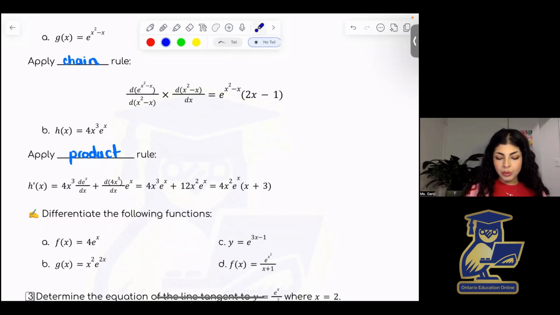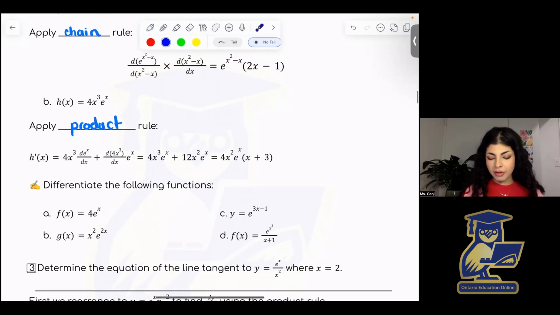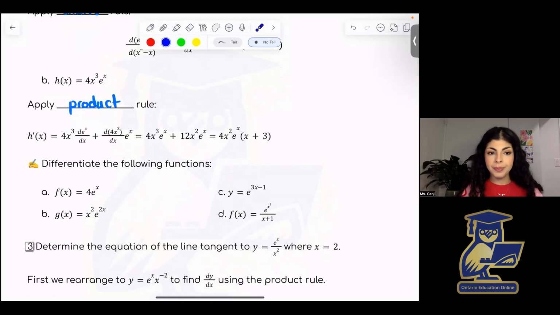And if you expand this, we have 4x cubed e to the power of x, because that derivative just stays the same. And then here we have 12x squared times e to the power of x. And I would suggest do a little bit of tidying up here and factor out anything just to have a nicer looking expression. So I see that both of them have that 4x squared and e to the power of x in common, so I factored that out, and then I'm left with x plus 3.